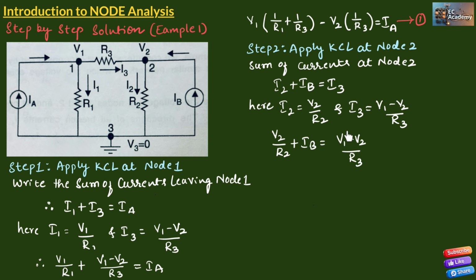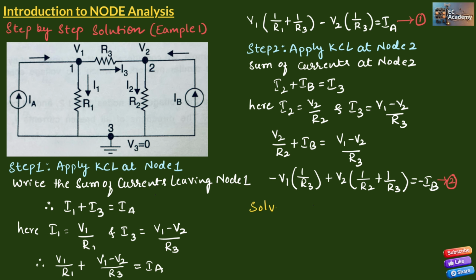So if we send this term towards LHS and rearrange the above equation, we'll get minus V1 into 1 by R3 plus V2 into 1 by R2 plus 1 by R3 will be equal to minus IB. Let us call this equation number 2. Solving equations 1 and 2, we can find V1 and V2. Once V1 and V2 are found, we can find the branch currents by substituting the values.